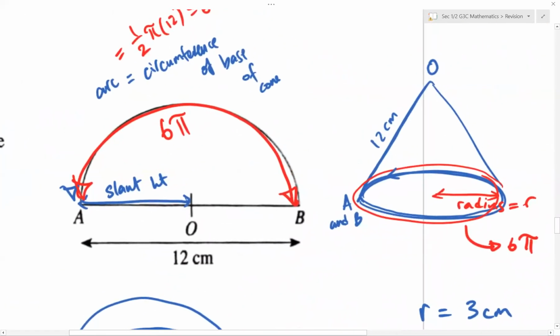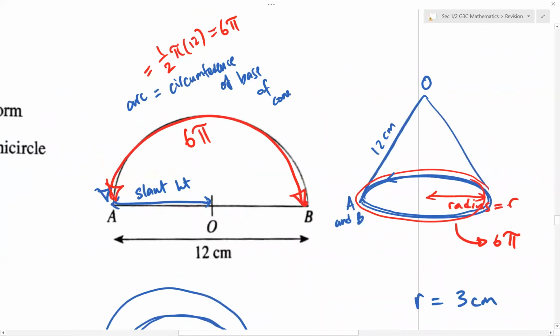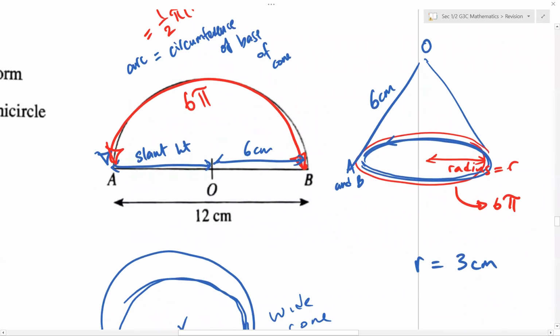Nobody's corrected my mistake. This is not 12 cm. Yeah, it's 6. This is actually 6 cm, because this is 6 cm. Okay, so for those of you who are blindly copying, make sure you know where to make the correction.